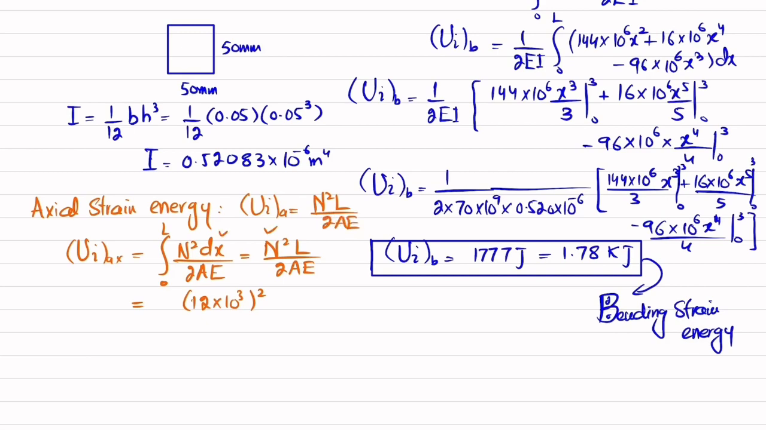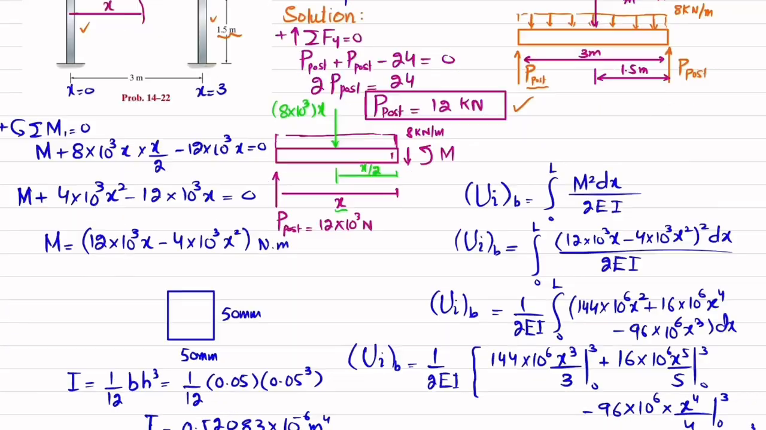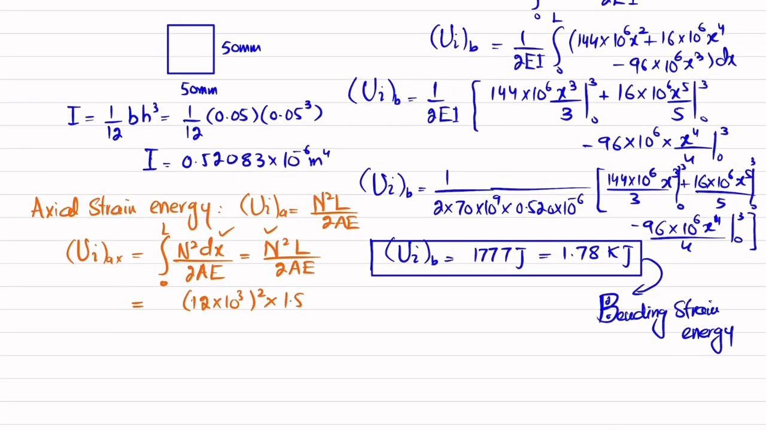So if you write this or this, both will give you the same thing. And length of each post is 1.5 meter. So 1.5 divided by 2 times area. Area of this cross section is given. So area is 0.05 multiplied by 0.05. And E is 70 gigapascal, 70 times 10 to the power 9. That is due to axial loading.